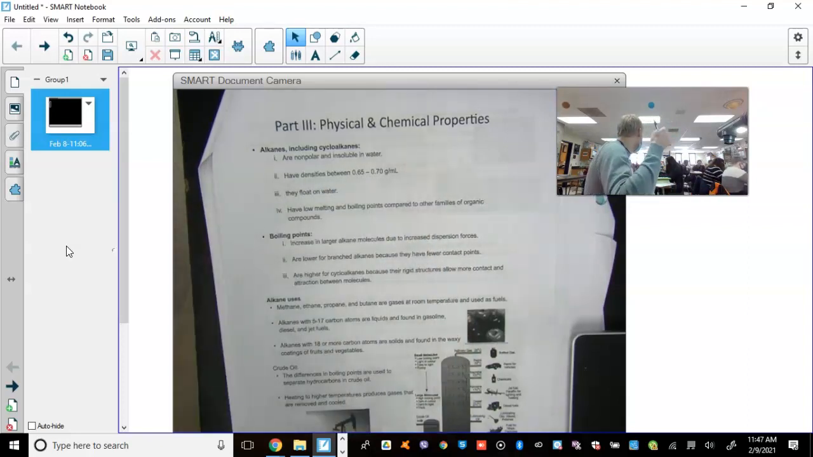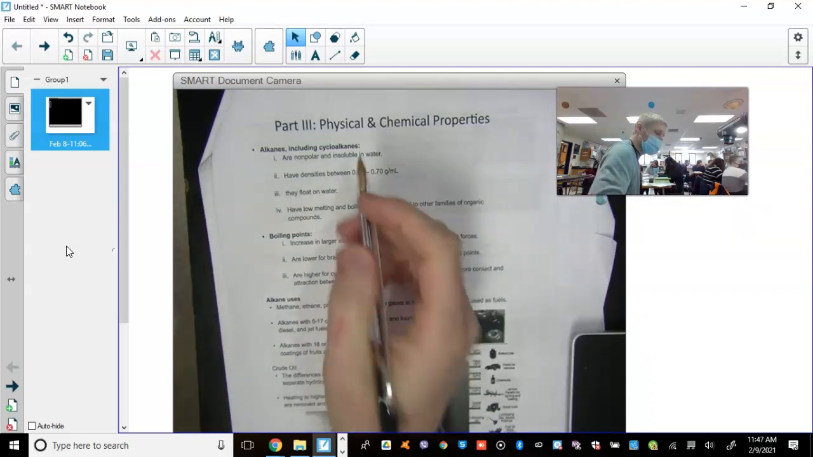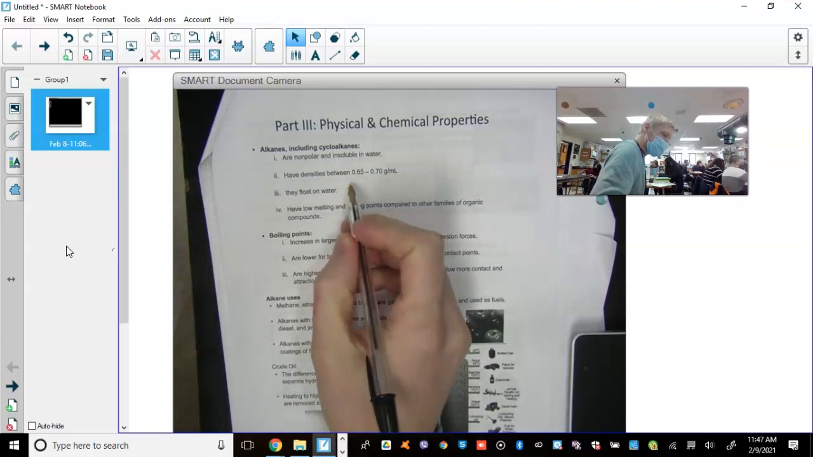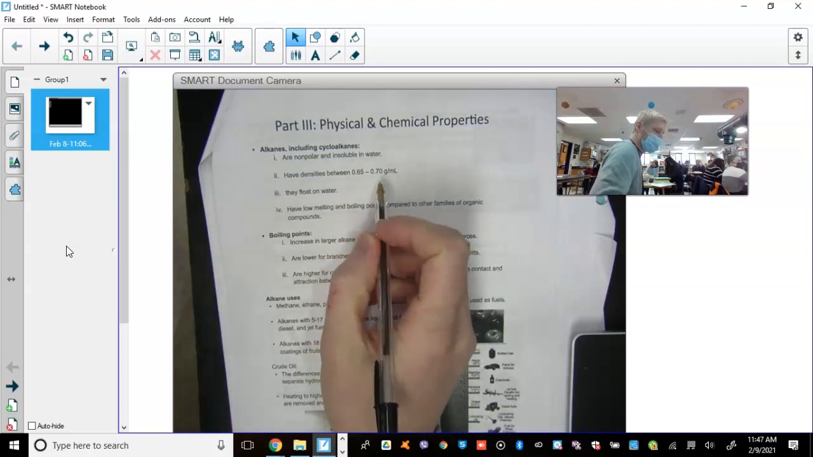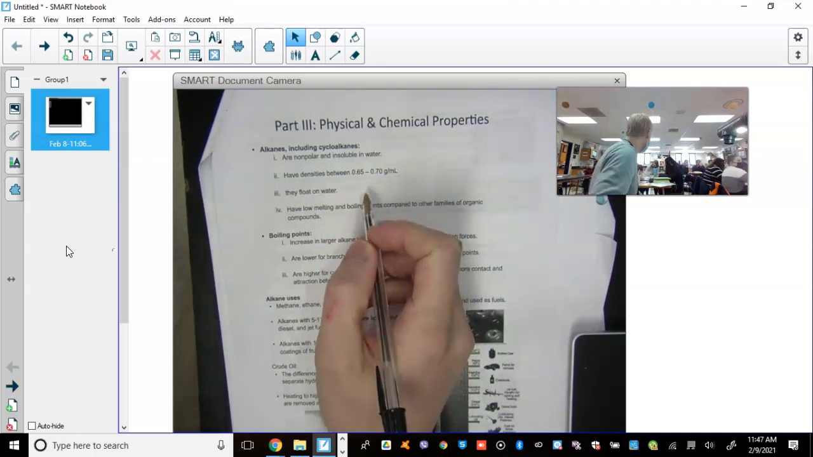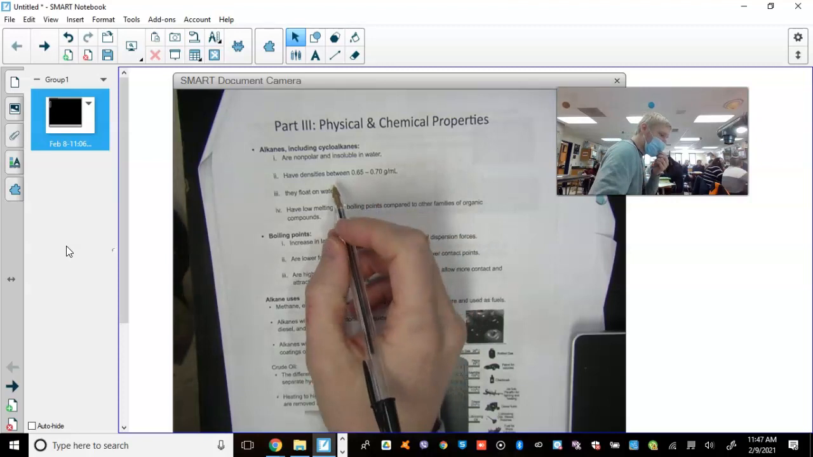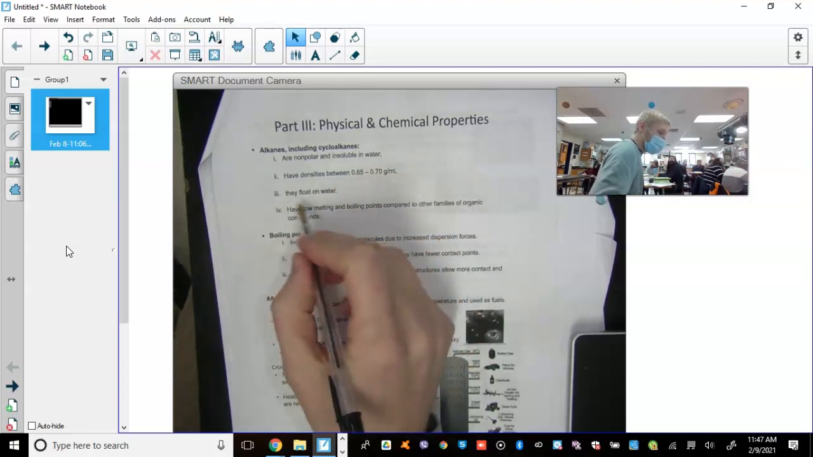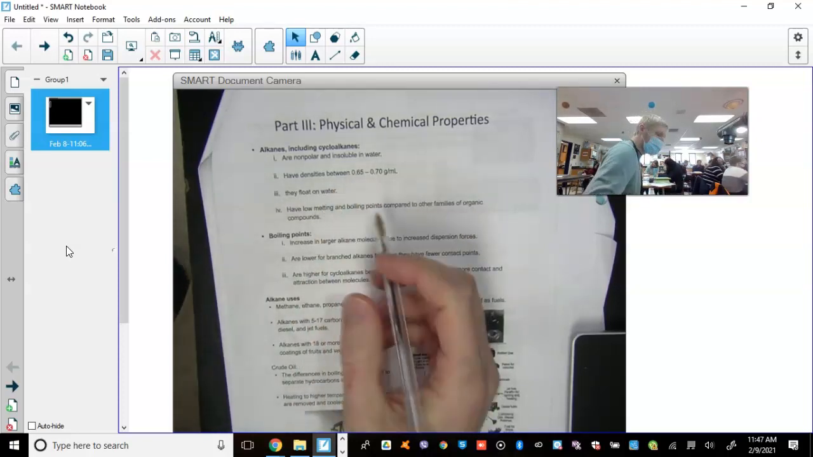So thinking like vegetable oil or gasoline, nonpolar. It doesn't mix with water, right? Because water is polar. Have densities between 0.65 to 0.7. Is that denser or less dense than water? Less, because water is 1 gram per milliliter. So it's typically less dense than water. That's why it floats on it. Oil floats on water.